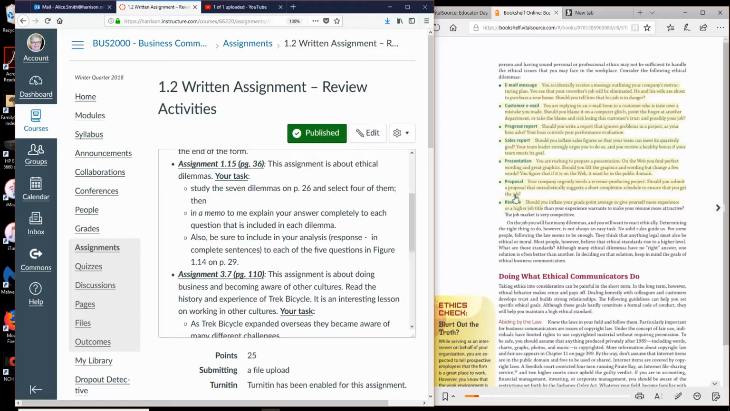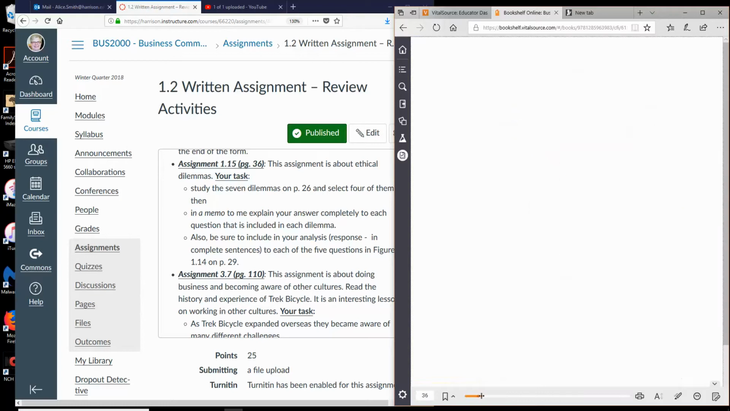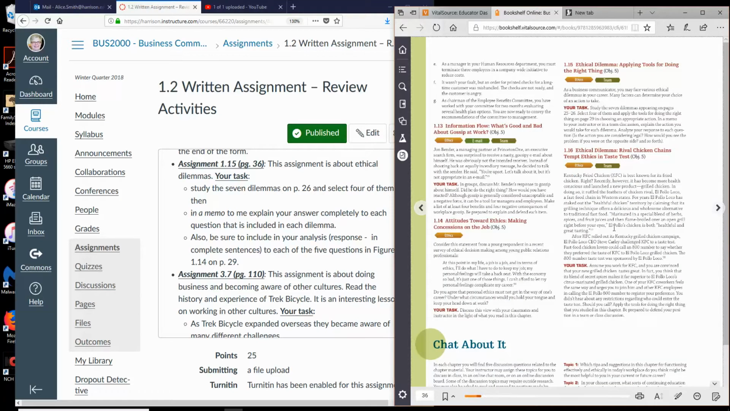Okay, so let's take resume. Should you inflate your grade point average or give yourself more experience or a higher job title? Now this is based from page 36, so let's go look at page 36. I'm sorry, I should have done that first, and I didn't. I'm sure you'd be better at that.